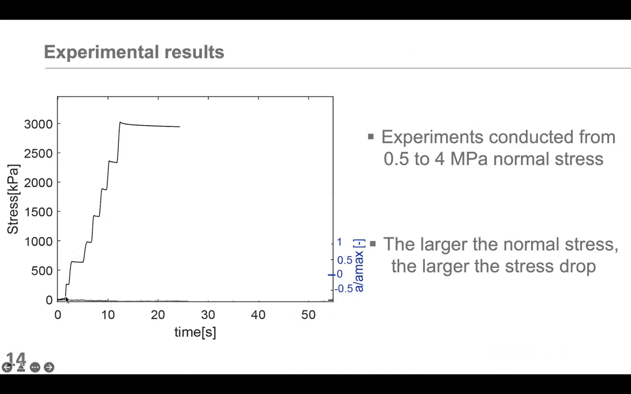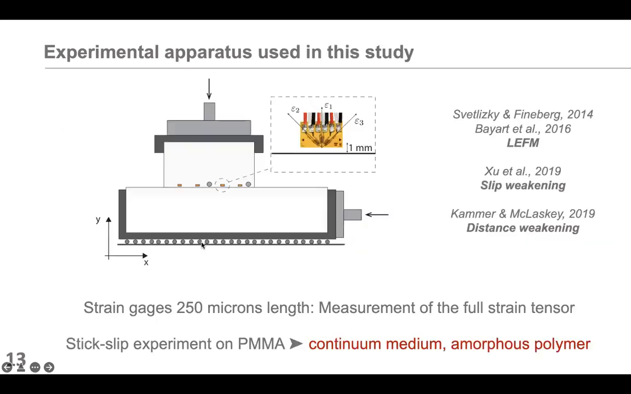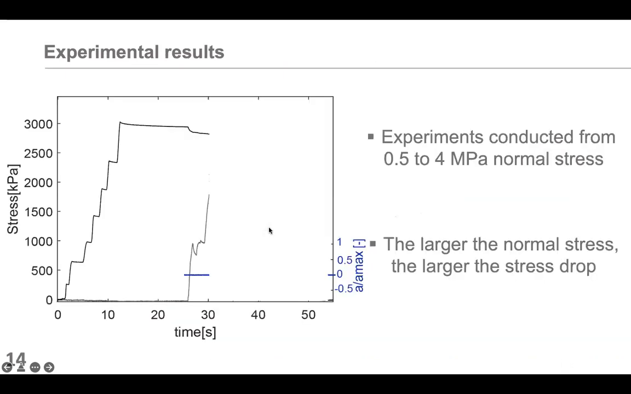So here I'm showing you a detail of one experiment that we have conducted. So first, we increase the normal stress acting on the fault. We increase the stress manually up to reach a given value. And then we start to increase the shear stress also manually by increasing the pressure on a pump that allows to increase the stress in the slip direction. And once we reach a critical stress state along the fault, we induce stick slip events.